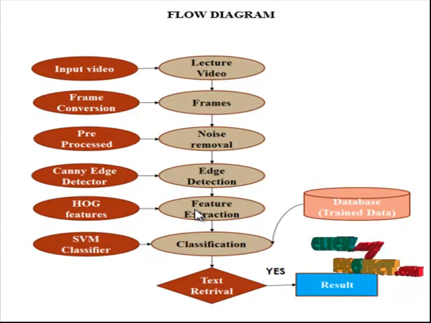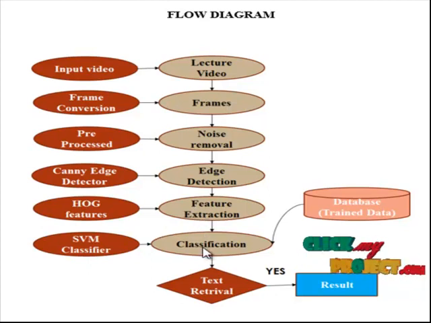in that it is computed on a dense grid of uniformly spaced cells and uses overlapping local contrast normalization for improved accuracy. The first step of calculation is the computation of gradient values. The most common method is to simply apply the one-dimensional centered point discrete derivative mask in one or both of the horizontal and vertical directions. Next, the classification stage.